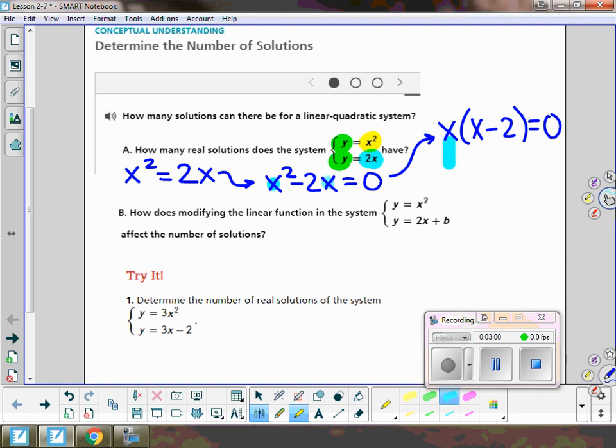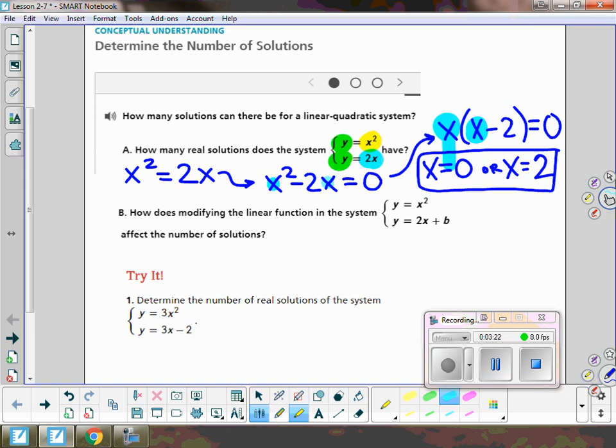x either equals, what would x have to be here to make this whole thing equal 0? x would equal 0, or x would equal 2, because 2 minus 2 would make 0. Hey, those are the two solutions we thought it would have based on what we saw on Desmos.